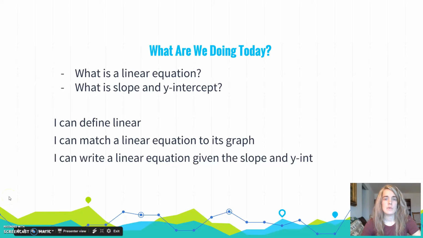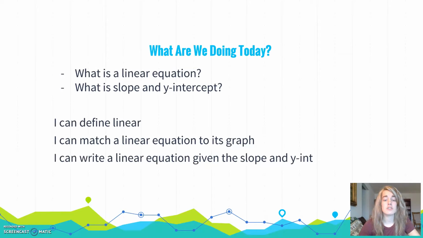Alright, welcome back. What we are going to be learning today in this lesson is about linear equations. So what is a linear equation, what is slope, and what is y-intercept? I'm going to show you what that looks like on a graph and in a standard equation. You should be able to define linear when you're done with this.